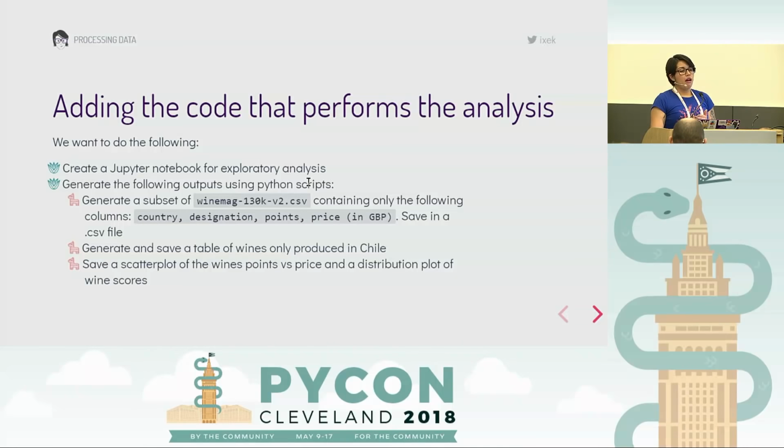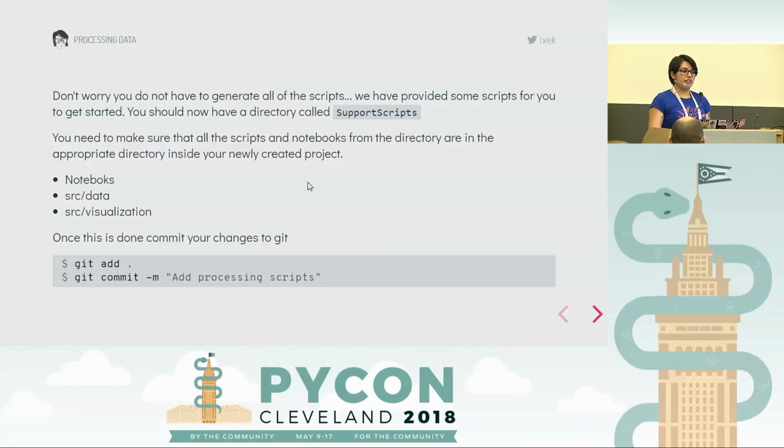And what would my analysis be without plots? So we're going to create a scatter plot of the wines versus price and a distribution of plots versus wine scores. Don't worry, you don't have to write everything. I've given you this. We're just going to make sure that everything is inside the right directories. This is for you to start getting used to placing everything where it belongs. Put everything in its place.